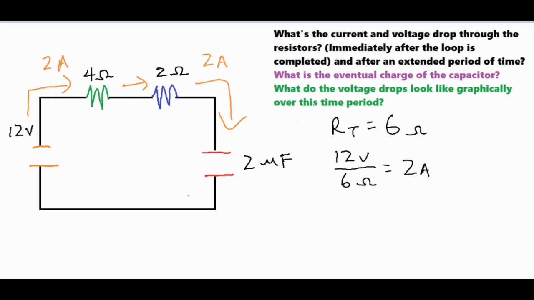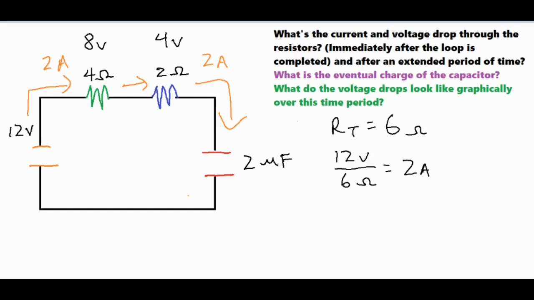Now that 2 amps is going to be the same amount of current that's flowing through each of the resistors. So if we wanted to find the voltage drop, all we have to do is V equals I times R. The voltage is current times resistance, so 2 times the 4 ohms, which is going to give us an 8-volt drop, and then the 2 times 2 ohms, which is going to give us a 4-volt drop for that total 12 voltage drop.